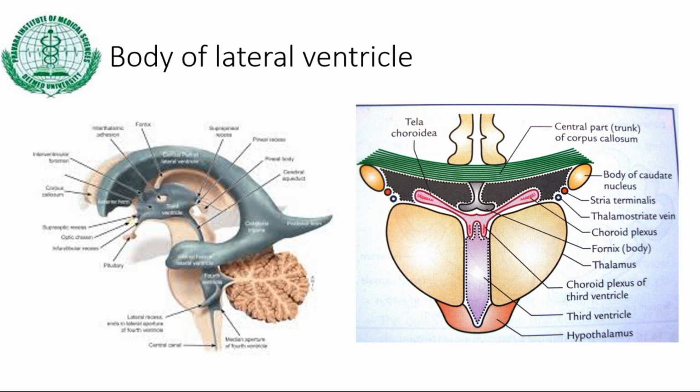Now when you take a cross section of it, it is somewhat triangular and has a roof, a floor and a medial wall. The roof is formed by the trunk of the corpus callosum. The medial wall of it is formed by the septum pellucidum and the body of the fornix. Now this medial wall is common to both ventricles.